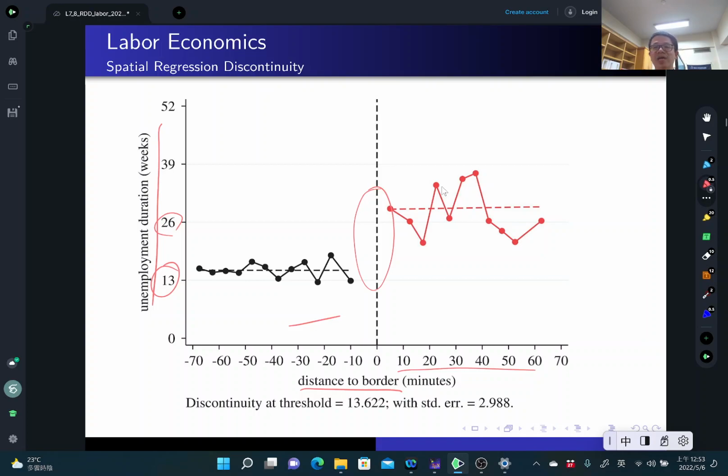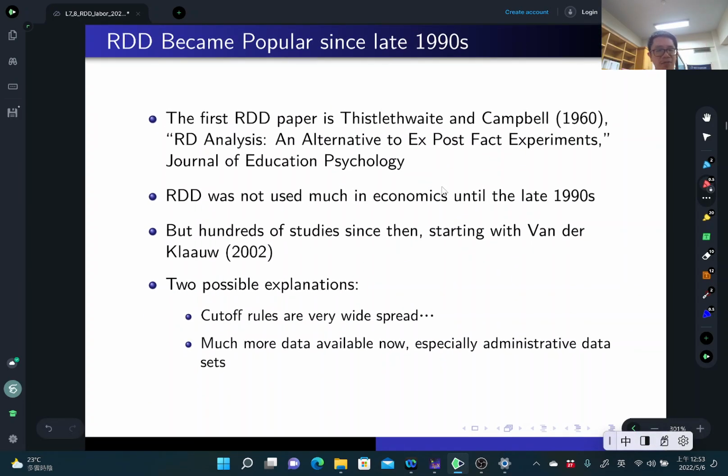Okay. But this just demonstrates the cutoff. You can also use some geographic discontinuity. So cutoffs can happen in a lot of places. You just need to keep that in mind, and that might let you answer very interesting questions.